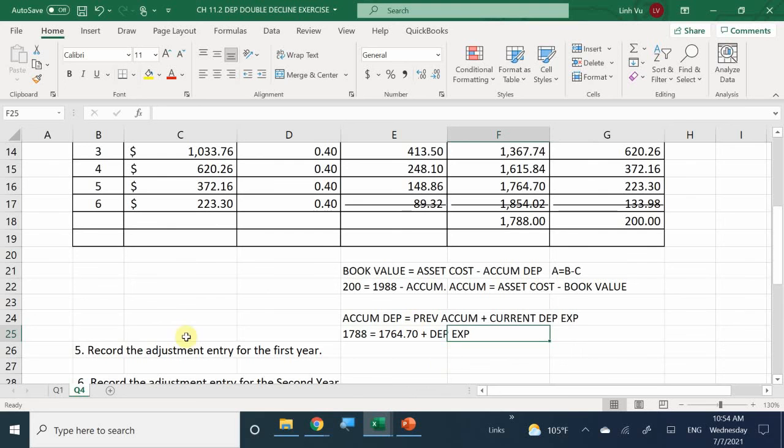Are you subtracting 1764.70 minus 1788? Yeah, you're going to be subtracting the 1764.70 from the 1788. Yes, correct. So in this case, what is going to be my depreciation expense? 2330. Okay, 2330. Boom. And that's it, right?